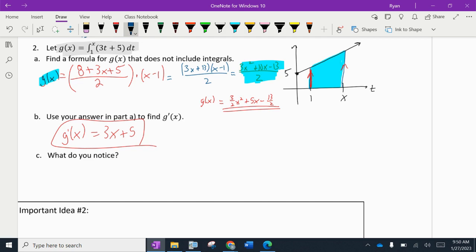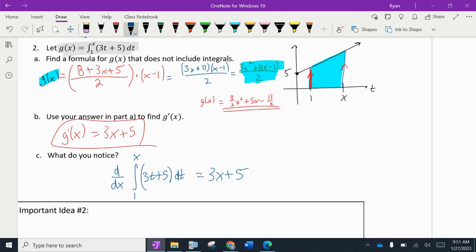I could say that the derivative of this accumulation function, the derivative of this integral, is just the integrand on the inside. I'll put it into the symbolic notation. We took the derivative with respect to x, so the derivative of this original. So here is our original function for g of x. When you take the derivative of this with respect to x, we got 3x plus 5. In other words, the derivative of this integral is the integrand. It's that function on the inside.